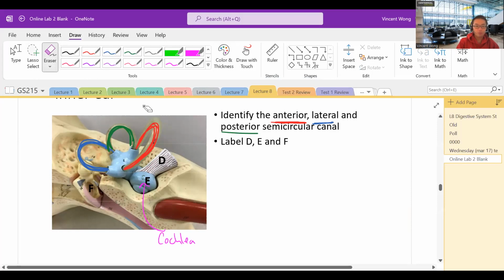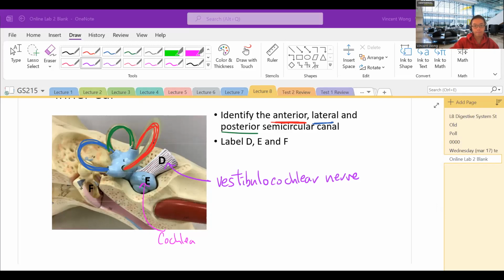And all the information regarding your body motion and the sound will be sent to the brain through D right here. That is the vestibulocochlear nerve. Right? It's a mixed nerve. It contains two types of information.